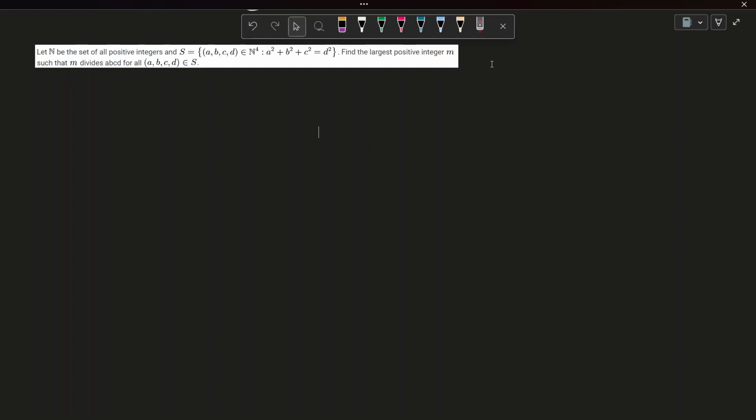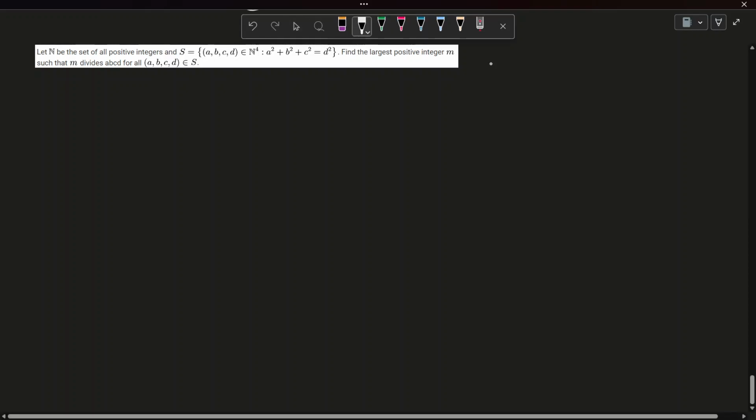Hey people, this is a problem from RMO 2023. I think it's the first problem. Let N be the set of all positive integers and let S be the set of (a, b, c, d) such that a square plus b square plus c square equals d square. Find the largest positive integer m such that m divides abcd for all (a, b, c, d) belonging to S.